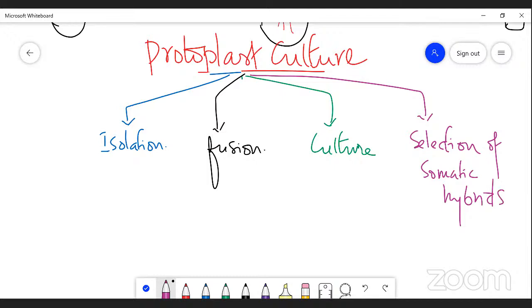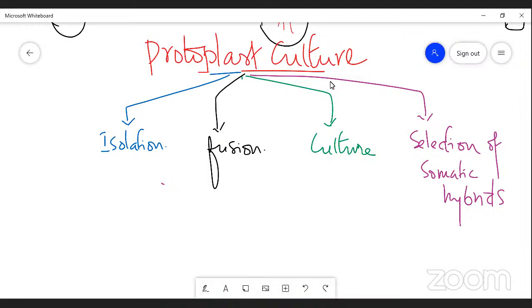Yes, students, please understand. My dear students, did you understand? Students, are we audible? Yes, sir. In protoplast culture or somatic hybridization, how many steps are involved? There are 4 steps, very good. What are the 4 steps? Isolation, fusion, culture, selection of somatic hybrids. Very good, so there are only 4 steps involved.